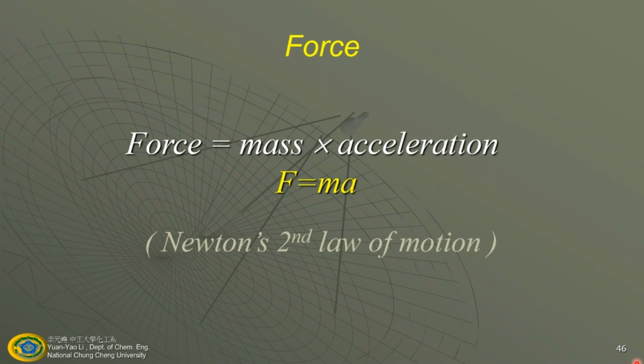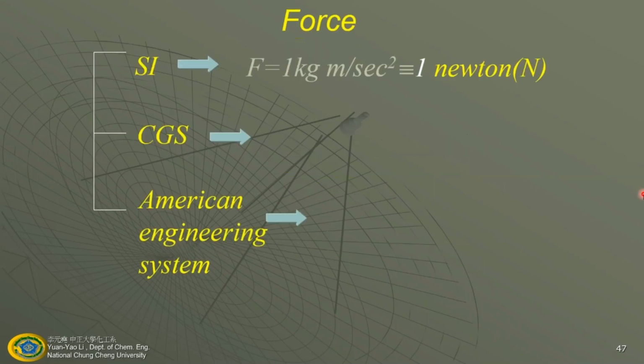So we understand the definition of force is mass times acceleration. That's Newton's second law of motion. Everybody knows this from junior high school. So for the SI system, mass will be kilogram, and the acceleration will be meter divided by second square. As a result, this is a combination of the base units.